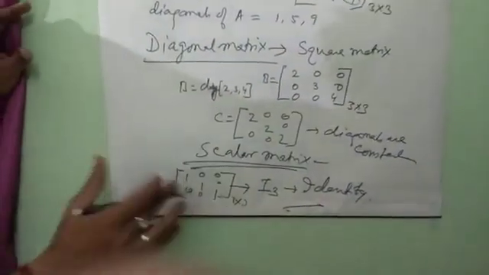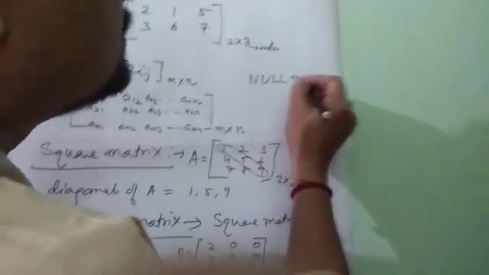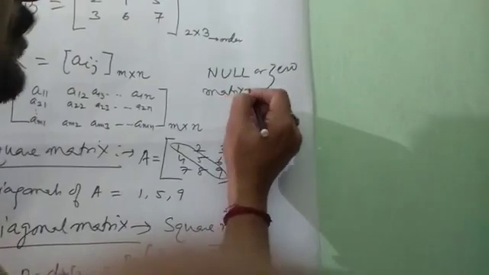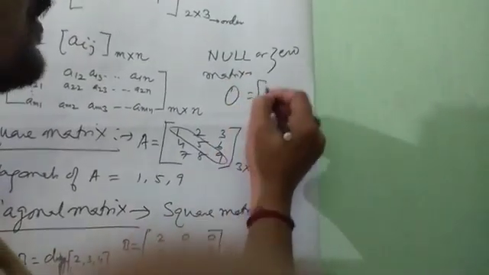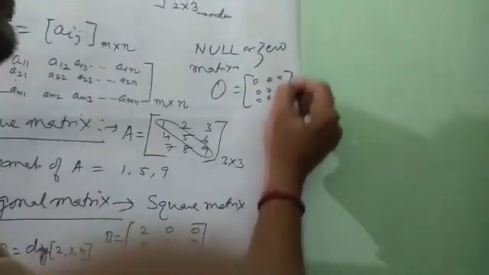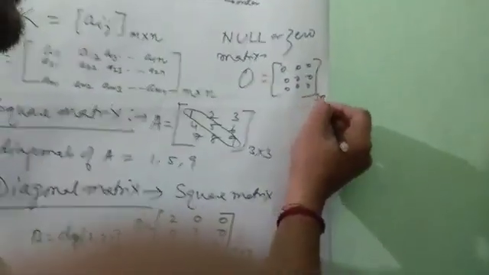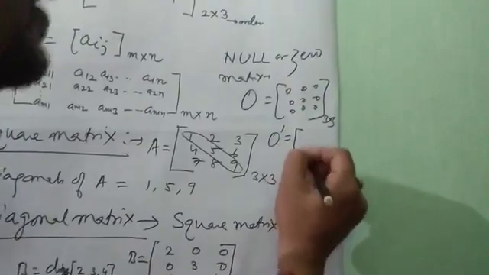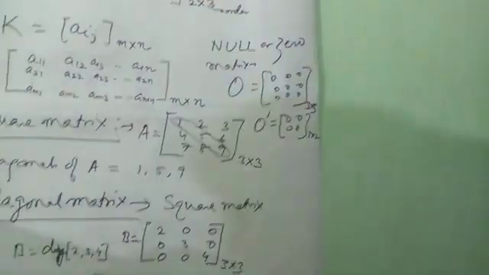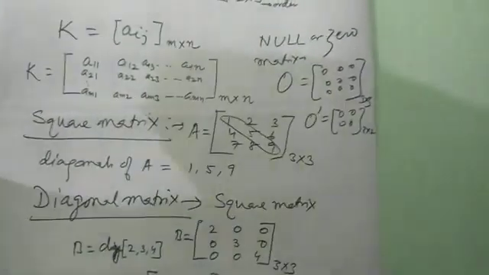And apart from this, there is a null matrix. Null means what? Null matrix or zero matrix. What is a zero matrix? Suppose O is a zero matrix, and that will be like this. 3 by 3, you can say, is a zero matrix of 3 by 3 order. Or I can say another matrix, a 2 by 2 order. So these are all null matrices.